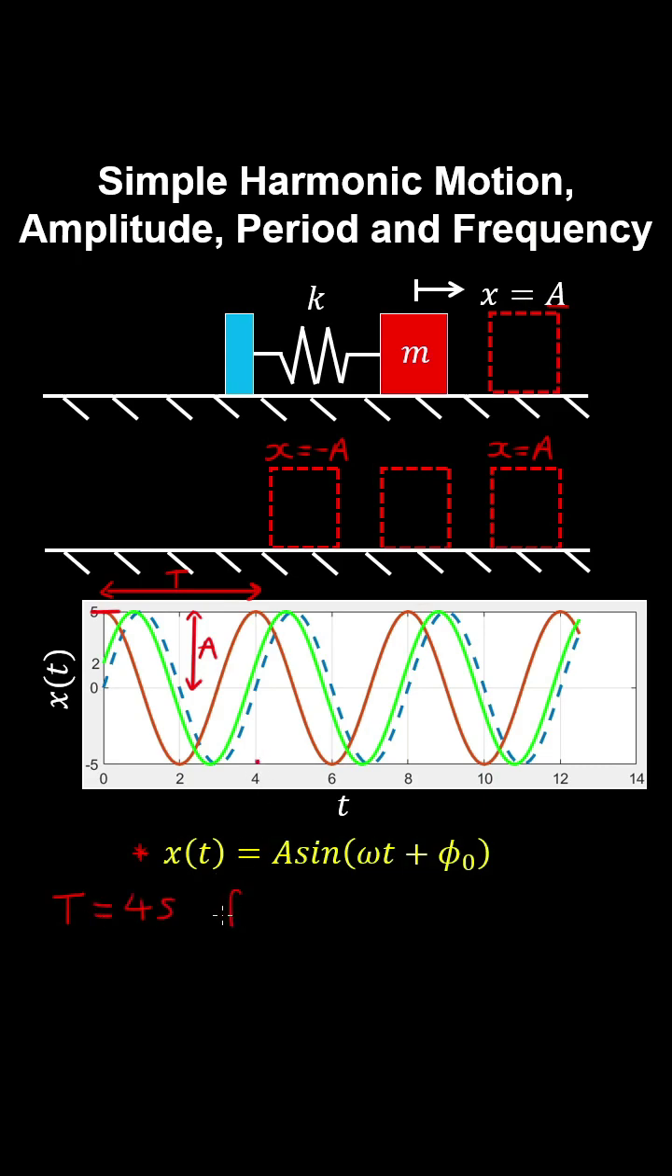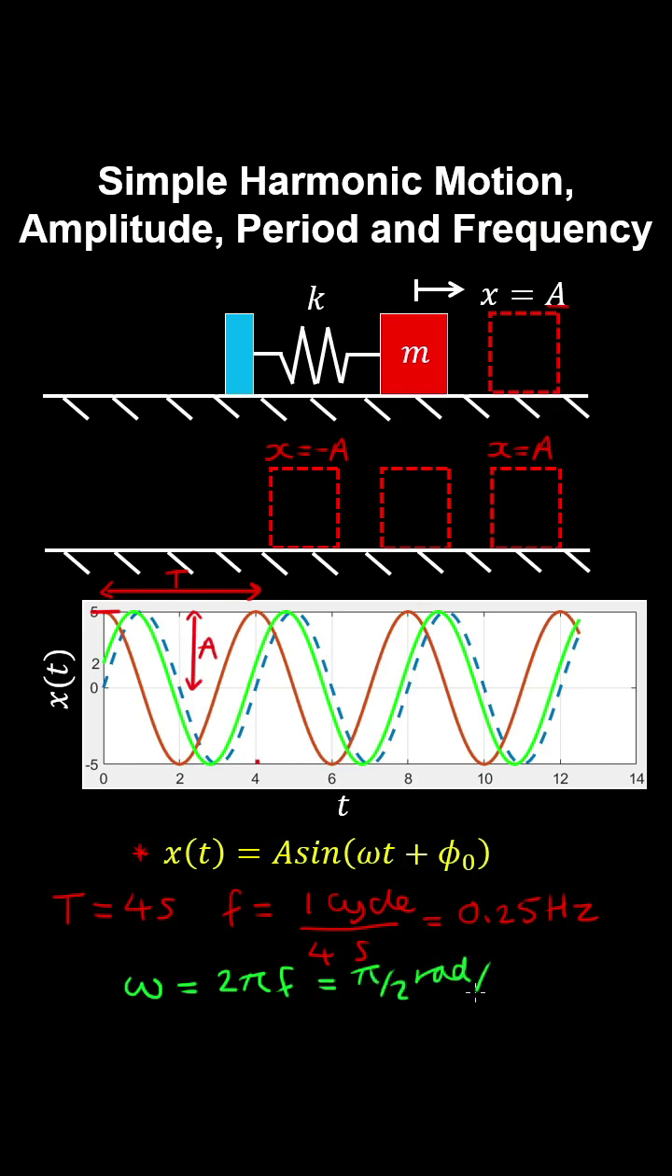And the frequency of the oscillation is defined as the number of cycles per second. So here the block completes one cycle every 4 seconds. So this is 0.25 cycles per second, or hertz. And the angular frequency is in radians per second, so we multiply the frequency by 2 pi. So here we can observe the following relationships between these different quantities. And we'll look at the initial phase next.